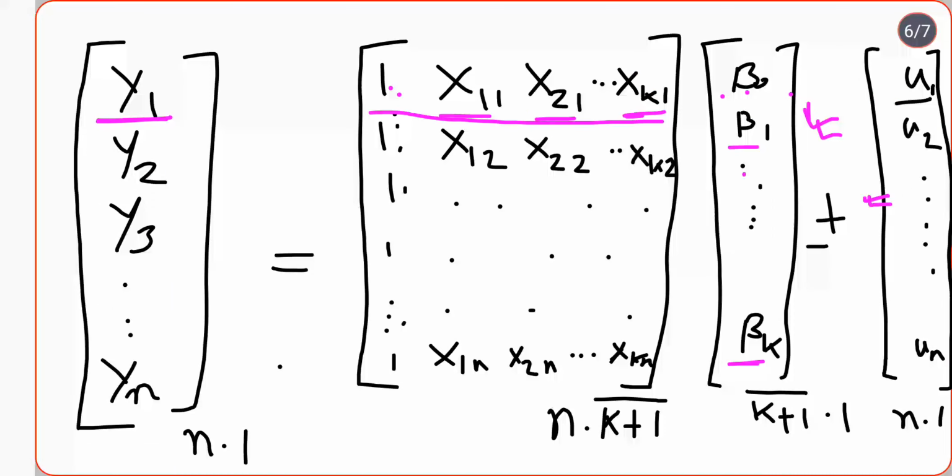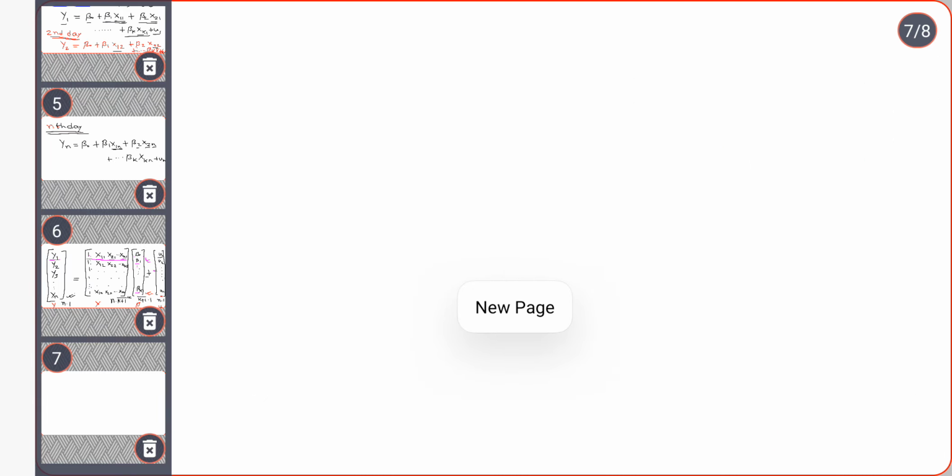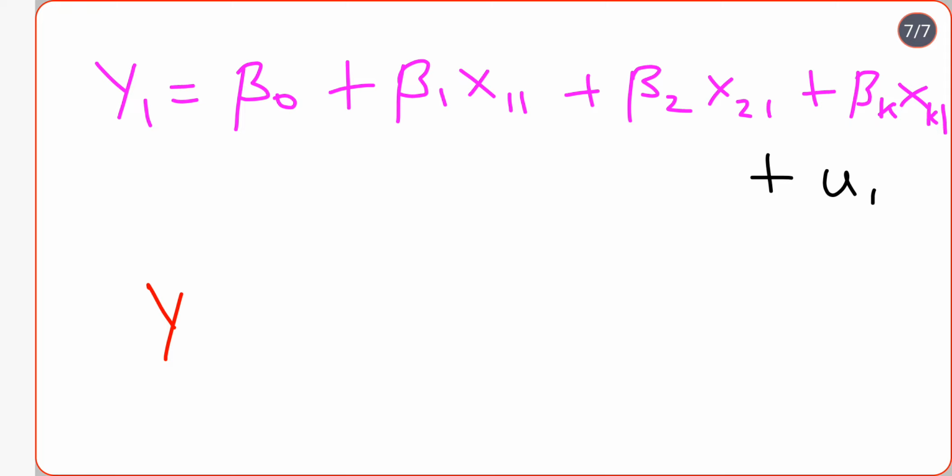Now this can be written in the form of: this is the y matrix, that is our matrix of dependent variables. This is the x matrix, the matrix of our independent variables. This is our parameter matrix, the matrix of our parameters, and this is the error term. So I may write this matrix as y, this as x, this as beta, and this as u. So basically we may write it as y equals x beta plus u.